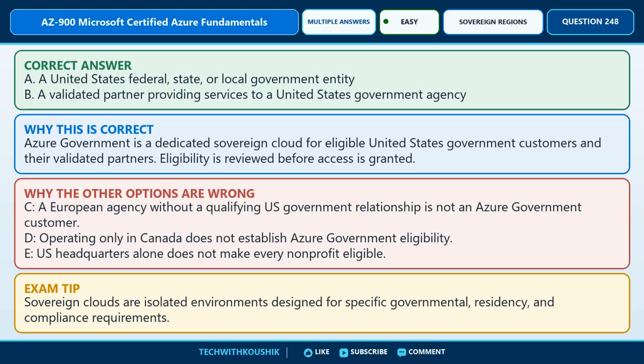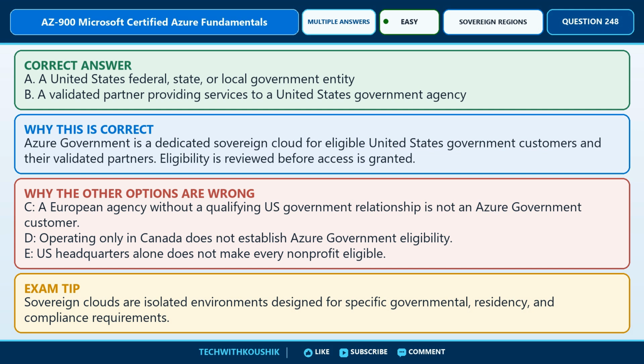The answers that work here are option A, a United States federal, state, or local government entity, and option B, a validated partner providing services to a United States government agency. Azure Government is a dedicated sovereign cloud for eligible United States government customers and their validated partners. Eligibility is reviewed before access is granted.